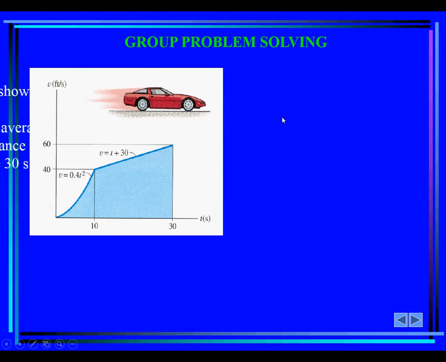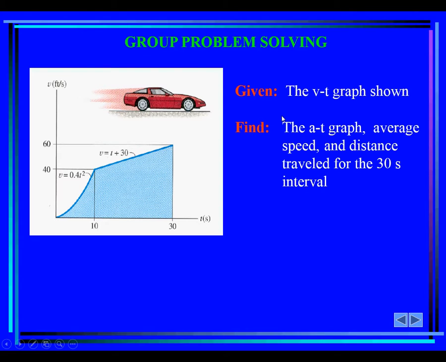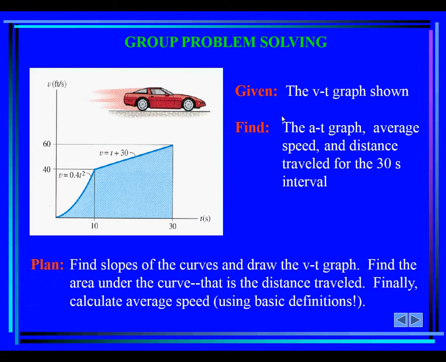Alright, in this case you're given the velocity versus time diagram, and the question is, can you find the acceleration versus time diagram, the average speed, and the distance traveled for the 30-second interval? Very simple questions, but very important ones. So how would we go about doing this?